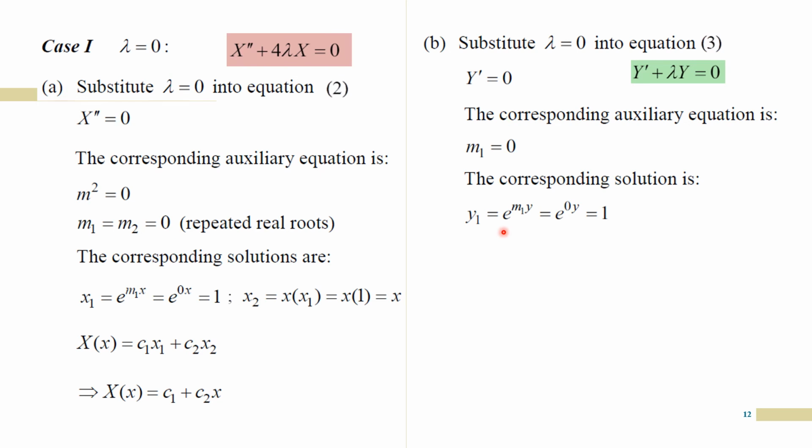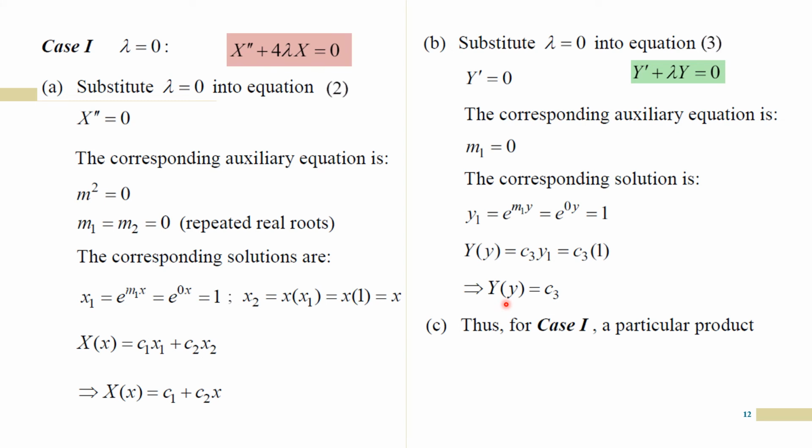There is only one root corresponding to a first order DE, and the corresponding solution will be y1 equals e to the power of m1 y. Substitute m1 by 0, so y1 is just the number 1. So we write down the solution, Y of y equals c3 y1. We use c3 because we have already used up c1 and c2, so the next constant we label as c3. So Y of y is c3 times y1, but y1 is 1, therefore Y of y is equal to c3.